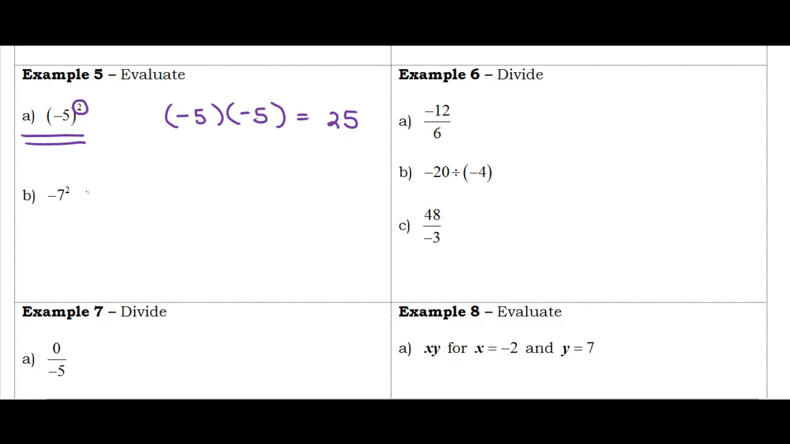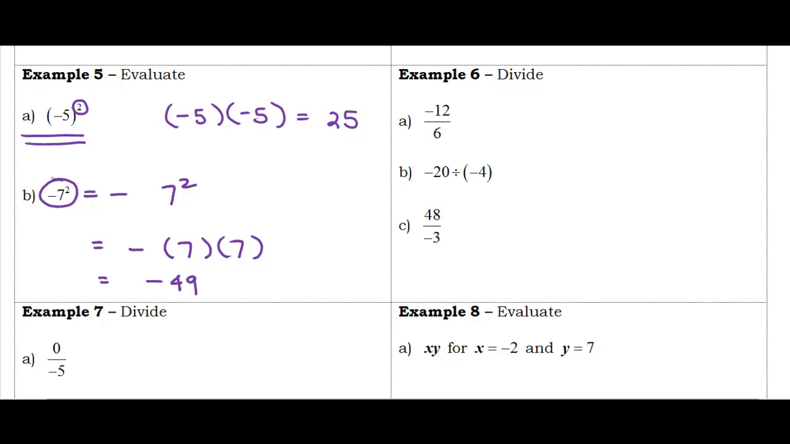So the way we read or interpret B is, this is the opposite of 7 squared. And I kind of exaggerated what's going on here. And so this means the opposite of 7 times 7. And so the answer is, guess what? Negative 49. But I know, this is a trick question. But I'm showing you how not to be tricked.